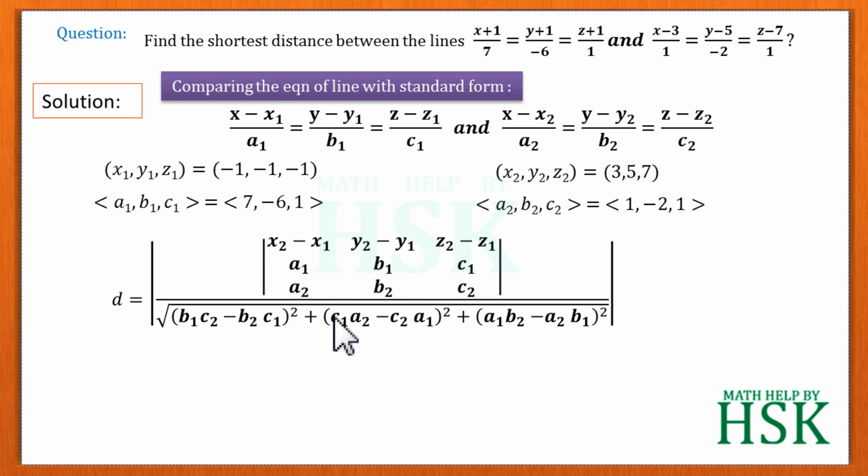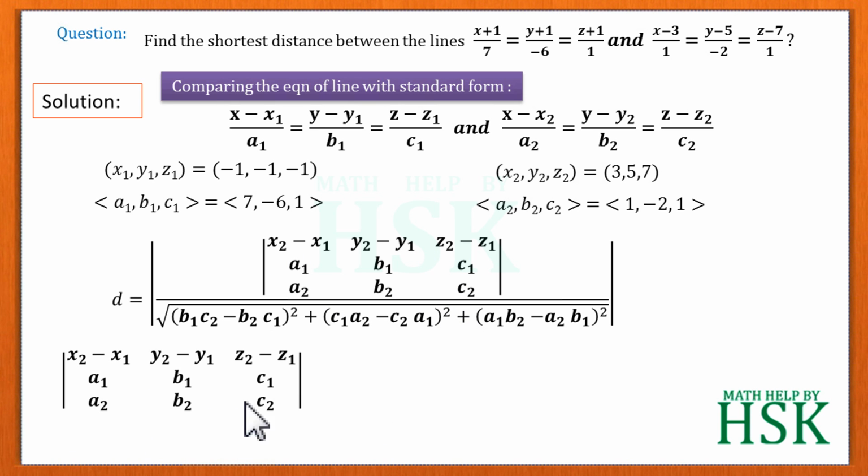Now comes the solving part. If we take all the values and place them in this formula just like this, then the calculation would become difficult to solve. So we are going to take the calculation in parts. First of all, we are going to solve this determinant, and we are going to place the values of all these x1s, x2s, a1s and a2s.